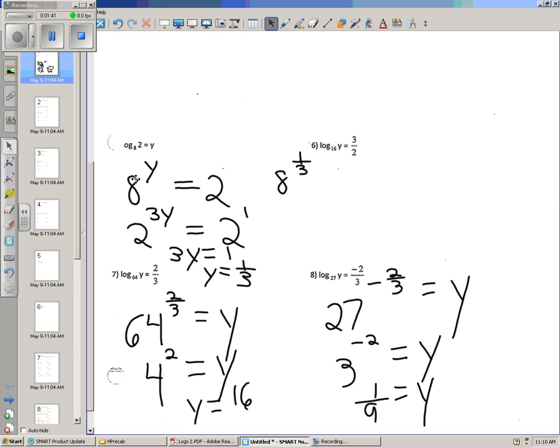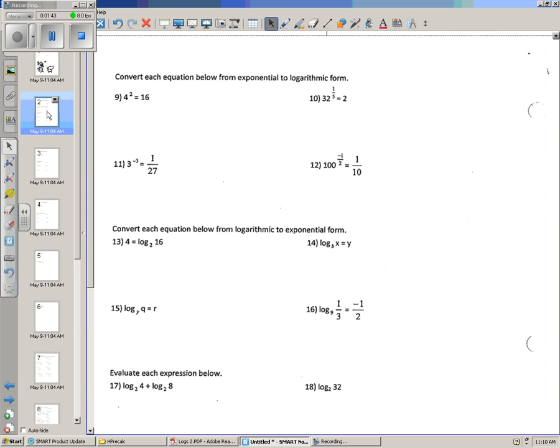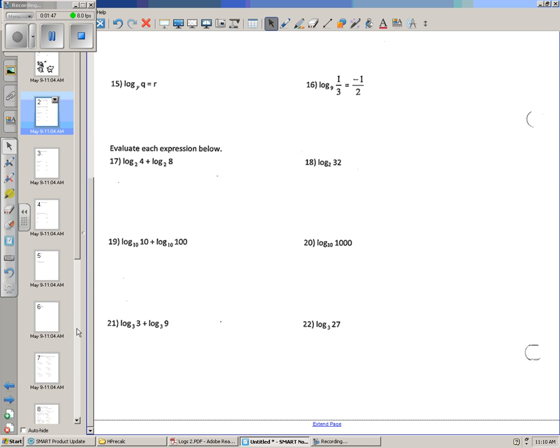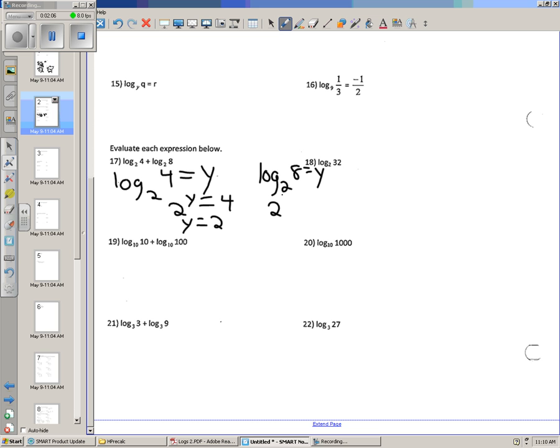All right, so now let's look down at some examples where we're adding. So if we look at 17, we can figure out what each individual term equals and then add them. So the first log evaluates to 2. The second log will evaluate to 3. So when we add them, we get 5.